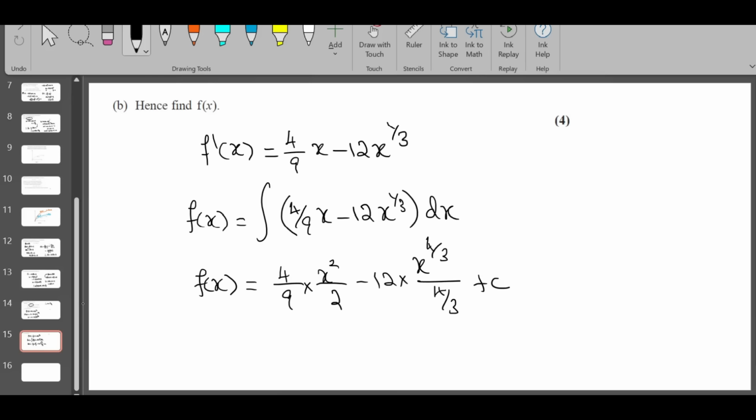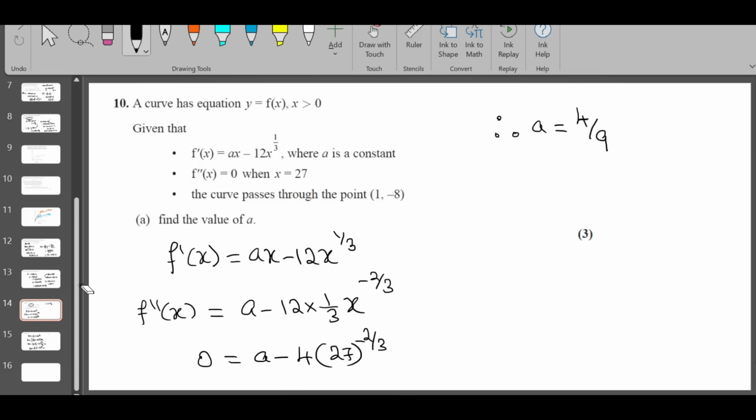So we need the value of x and y to find the value of c. So first I will write it properly. When you cancel 4 and 2, you'll get 2 over 9x square minus, this becomes 3 will go up, so 3 threes are 9, x power 4 over 3 plus c.